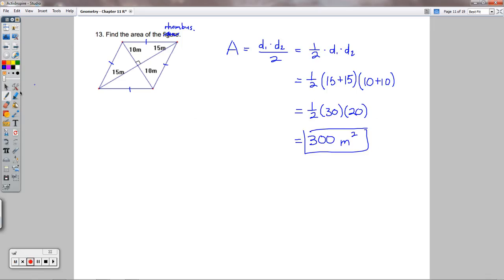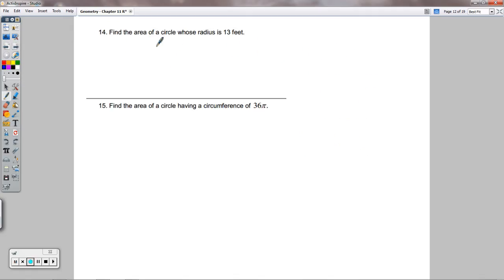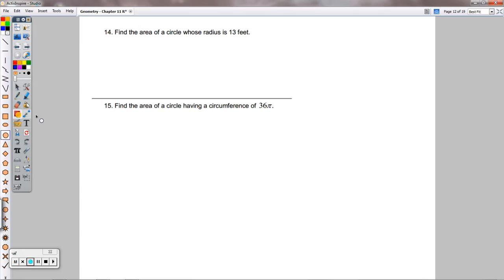And so I didn't really need to cross that out on this one. I could say just a figure, and we can assume based on the information in the picture that since all these right triangles have the same measurements, the hypotenuse is going to be the same on each, making it a rhombus. Number 14. Find the area of a circle whose radius is 13 feet.